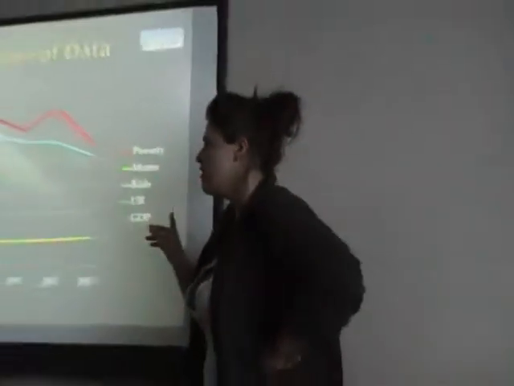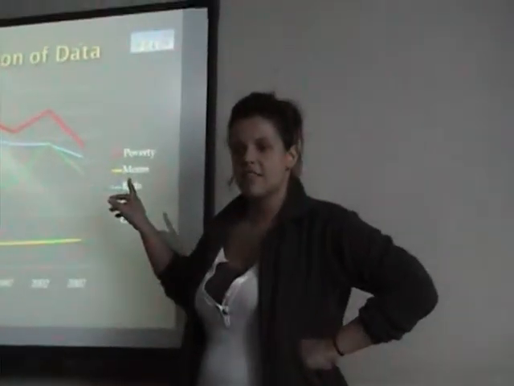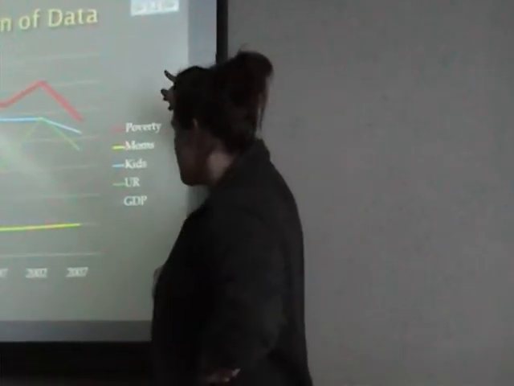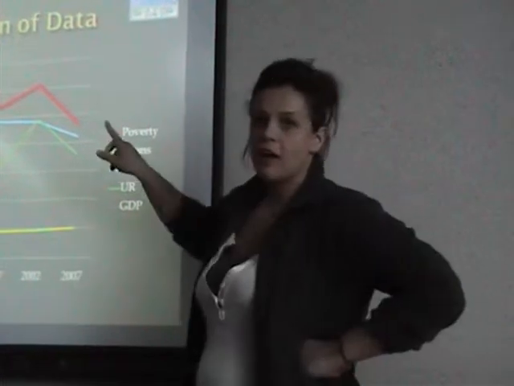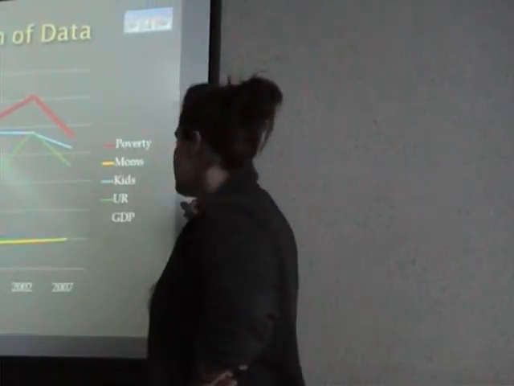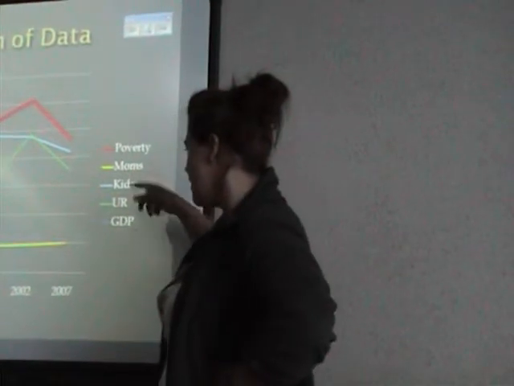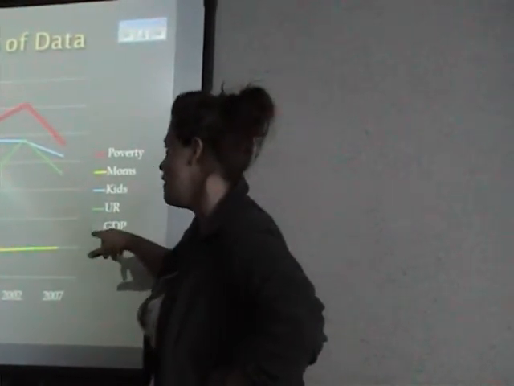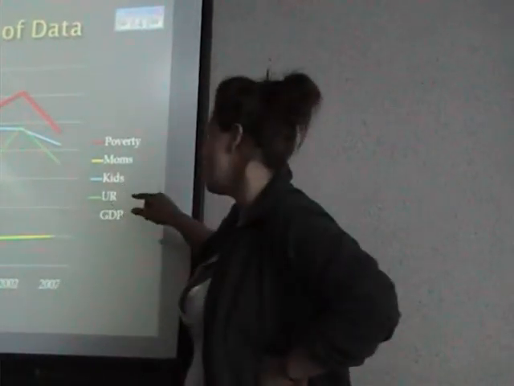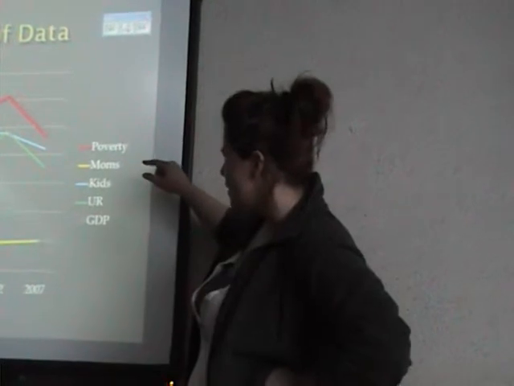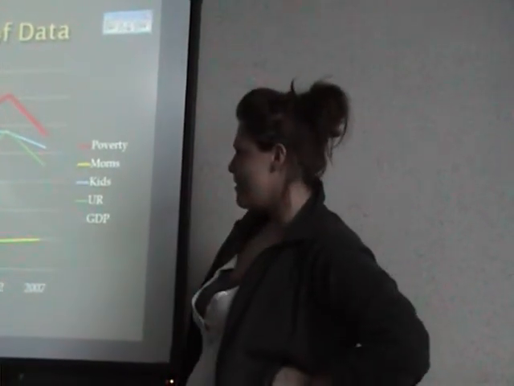In here, I did a graph, and this is just the trends of the data that we used. And as you can see, poverty and unemployment rate are very related. And then GDP is somewhat, and kids as well. And then kids. Something didn't work out there.